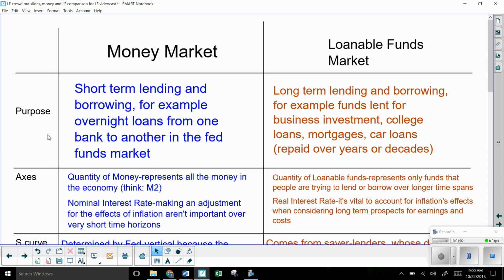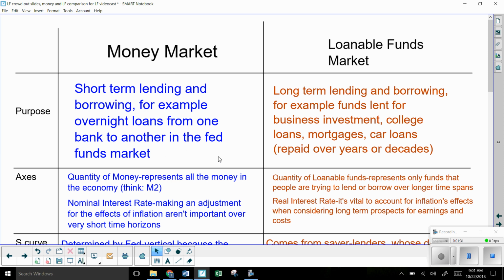What is our purpose? This will help justify some of the differences we see in the graphs. The basic purpose of the money market is to show short-term lending and borrowing from one bank to another. Banks lend in the federal funds market, charging each other the federal funds rate, and they're doing so because they need to have enough reserves to meet the reserve requirement. In reality, they lend what they want to lend, and then they go and get those funds either from the Fed or from other banks later on when the day's over.